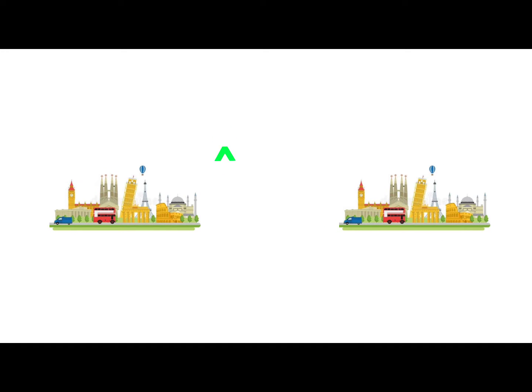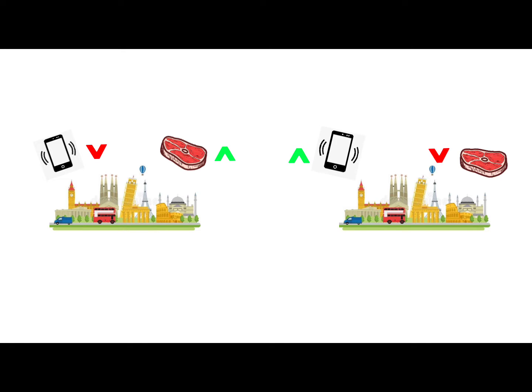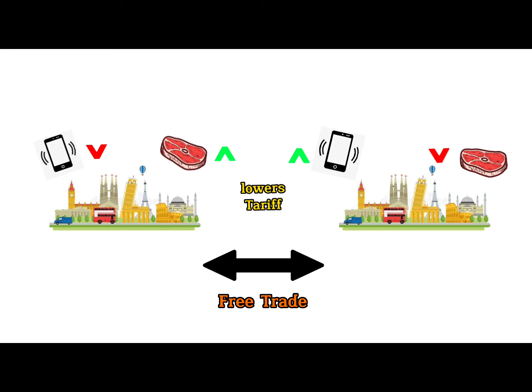For example, say two countries, one is specialized in raising meat but is low in the manufacturing technological field. The other country is specialized in manufacturing electronics but needs more meat. The two nations enter into a free trade agreement. Each lowers tariffs that exporters must pay and begins importing the other's specialties.